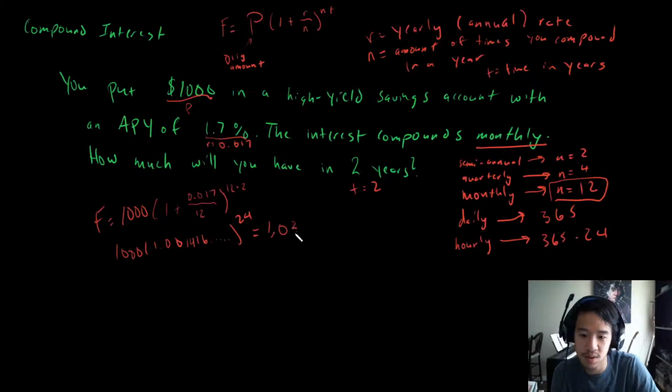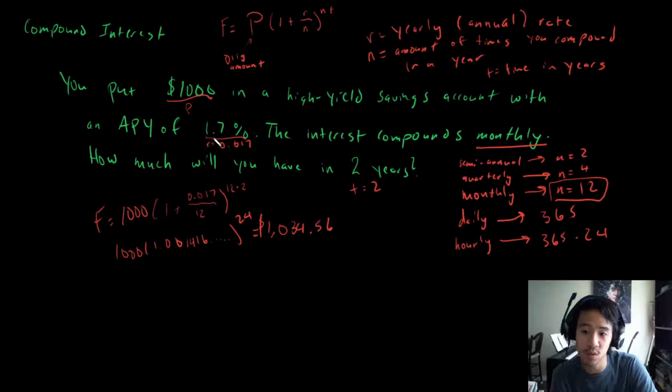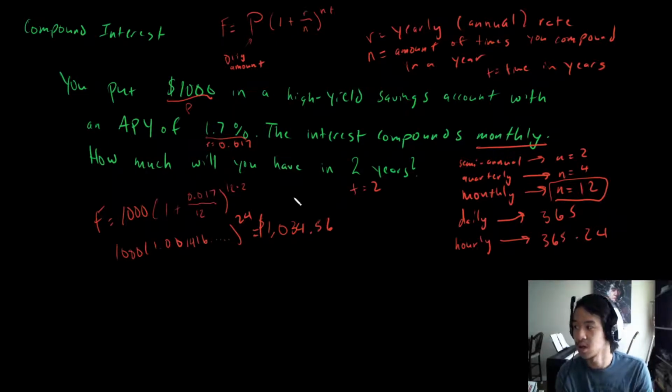$1,034.56. That's actually really good. See, our annual yield was 1.7%. So if we didn't have any compounds, then we would have gotten $1,017. We would have gotten $17 in interest. But since it was compounded monthly, we actually got double that interest. We got $34. So that's actually kind of a lot. You can think, if you're putting like tens of thousands of dollars, and then how much it compounds actually matters. Actually matters kind of a lot.